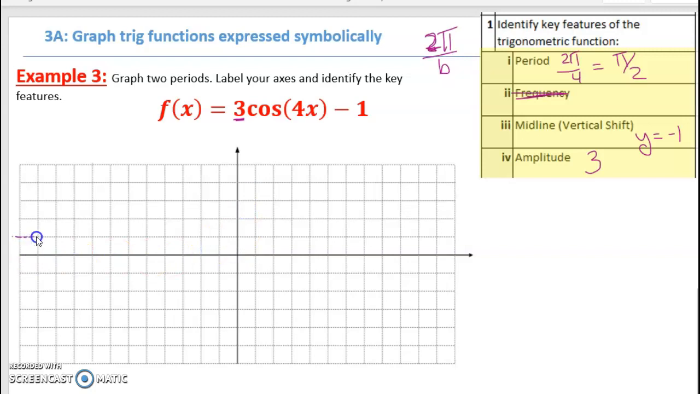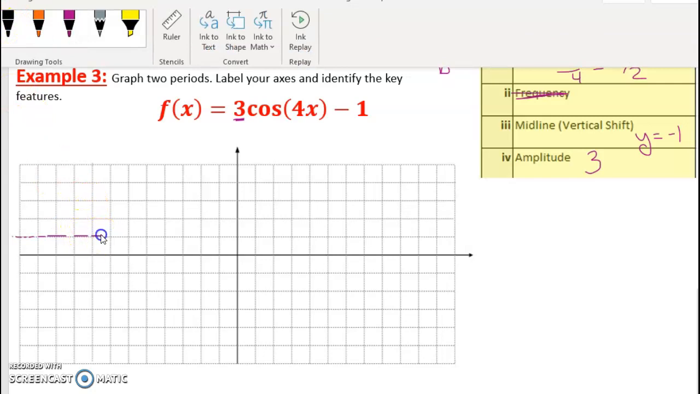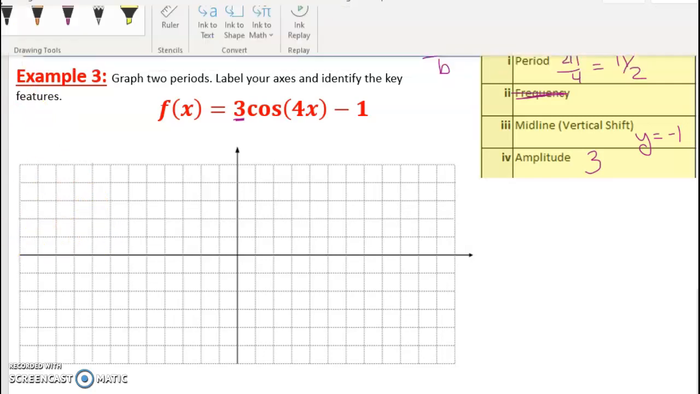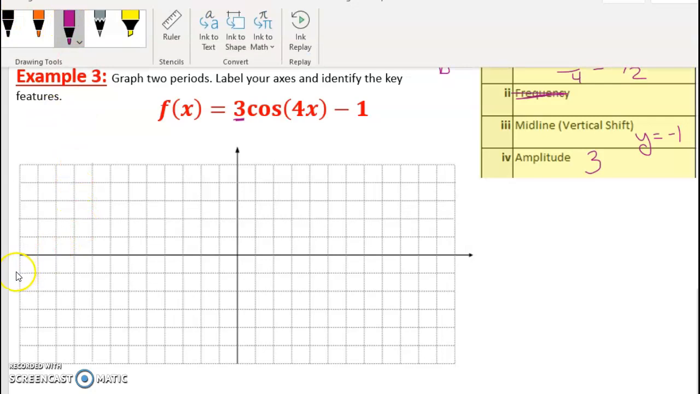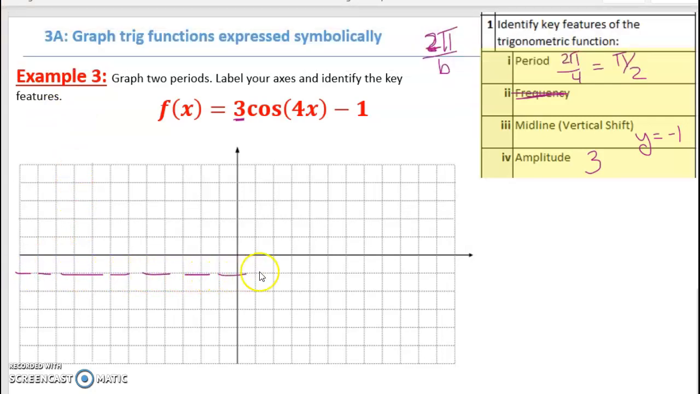I'm going to start by putting in my midline at -1. That would be below the x-axis at -1. My amplitude is 3, so I usually go over here to the side and go 1, 2, 3, so I know where my maxes are going to be, and 1, 2, 3, so I can find my minimums. So my tops and my bottoms of my curve. So 3 above and 3 below.